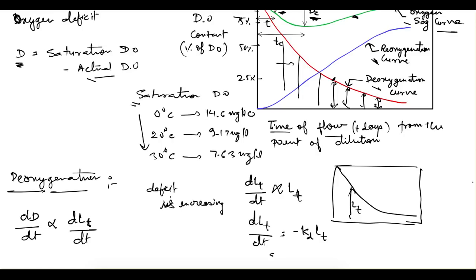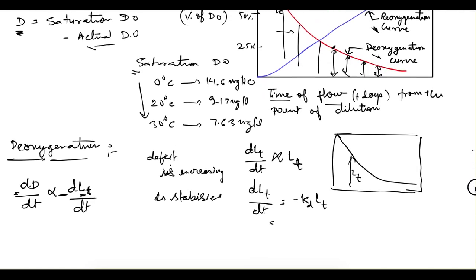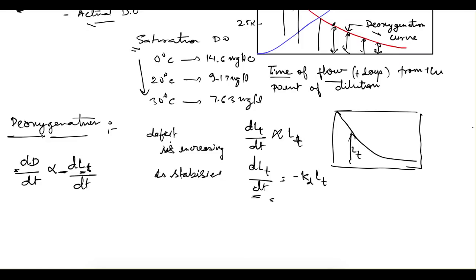Now if more oxygen is being consumed, then what will happen to the organic matter present? If the oxygen is consumed, then organic matter is stabilized. So we can say if dD/dt is increasing, then dLt/dt would be decreasing. So we can put a negative sign here, and dLt/dt is equal to minus kd into Lt. So we can say dD/dt is equal to kd into Lt. That is about your deoxygenation.